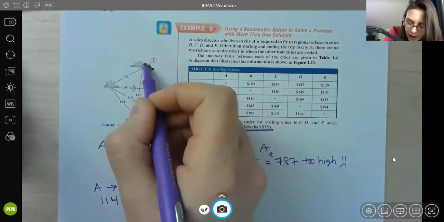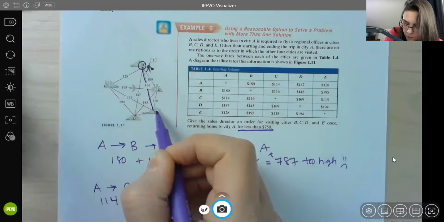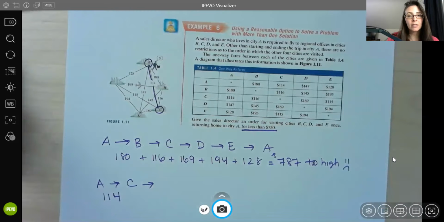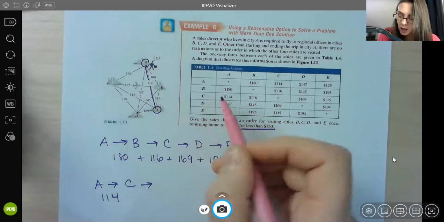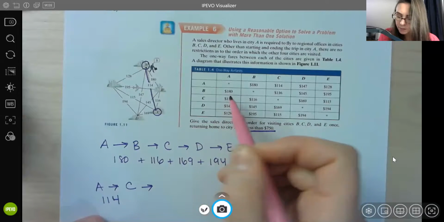So I'm starting here at A, and now I'm going this way to C. So now I'm in city C, and I can go to my table or my diagram, and I start in C, and I say, okay, what's the next cheapest thing I can do? I can't go back to city A yet, right? I have to finish everything first. So city A is out.